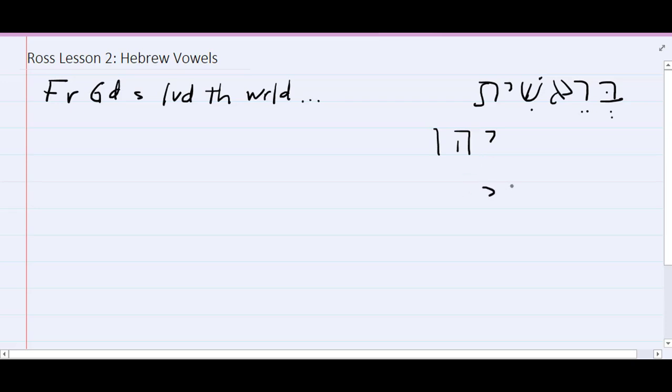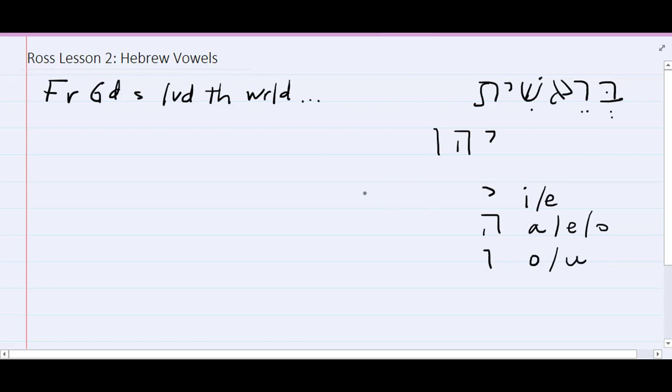The Yod, for example, was frequently used to represent an I or an E vowel. The He frequently was used to represent an A vowel, although sometimes it could represent an E or an O. The Vav frequently represented an O or a U vowel.